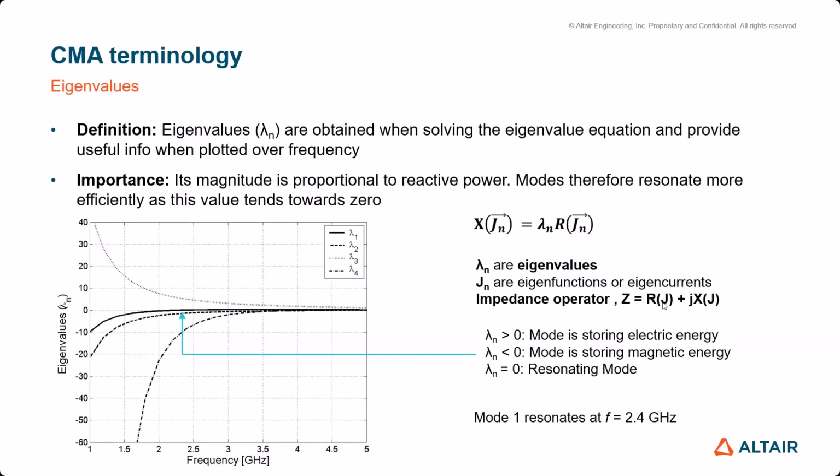If the eigenvalue is positive at a specific frequency, that indicates that the specific mode is storing electric energy. If it's negative, at that frequency, it's magnetic energy being stored. And obviously, as mentioned, if it's 0, that mode is resonating at that frequency. So for example, here we can see that mode number 1 in this example resonates at a frequency of 2.4 gigahertz.